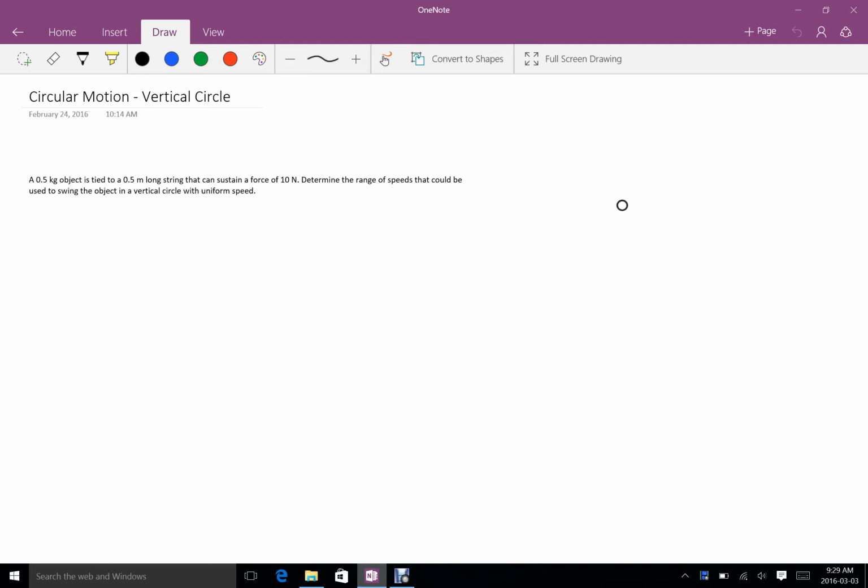So we have a 0.5 kilogram object tied to a string. The string is 0.5 meters long. It's going to swing around in a vertical circle. The string can sustain a maximum tensile force of 10 newtons. So what is the range of speeds that we could use to swing that 0.5 kilogram object without breaking the string, but while making sure we're going fast enough to go through the top of the loop without falling?